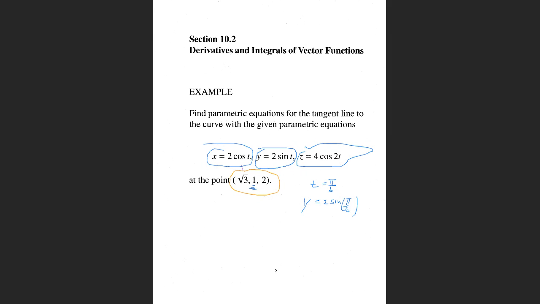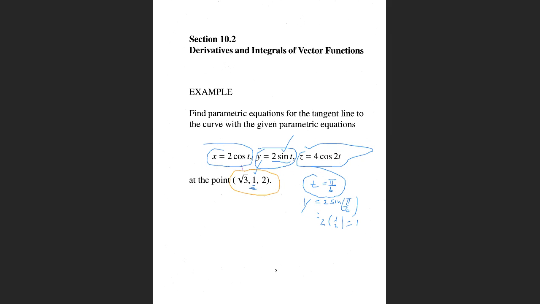Okay, let me get my stylus. That equals 2 times the sine of 30 degrees, which is a half. So that's 2 times a half, that's 1. So that checks out. If t equals pi over 6, the first equation checks out. In other words, when t equals pi over 6, 2 times the sine of pi over 6 will equal 1. So the second coordinate is verified.